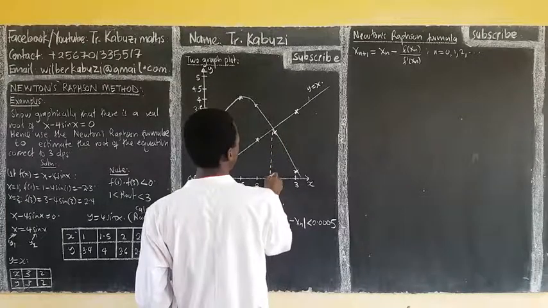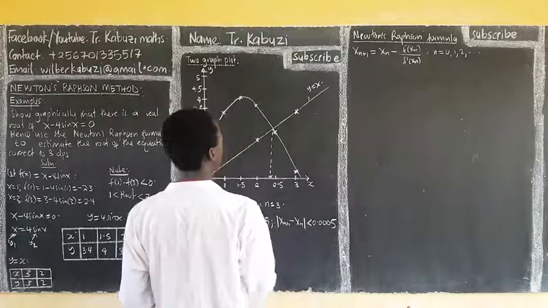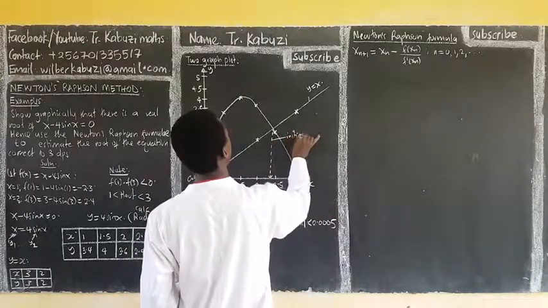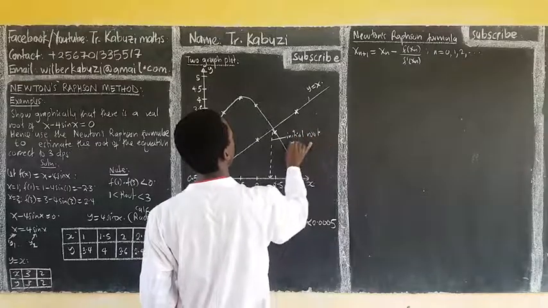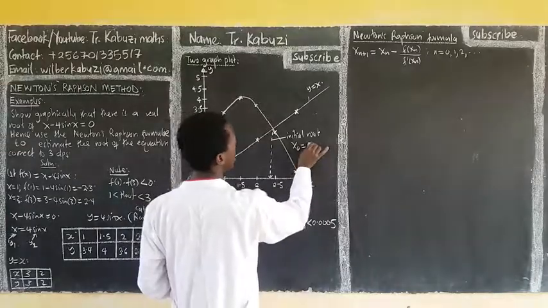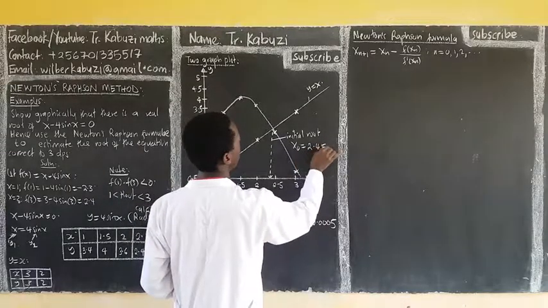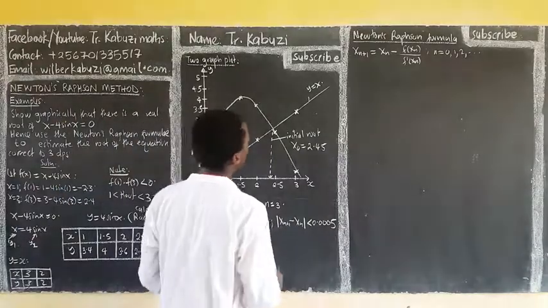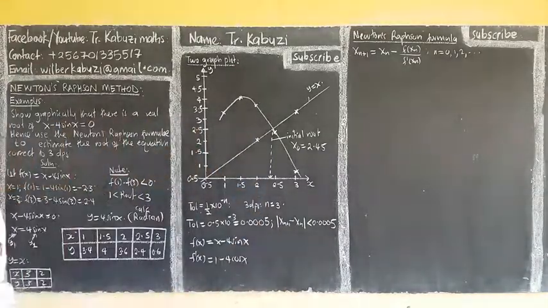So this is our initial root, x naught. It's going to be approximately 2.45. We are approximating because it's an initial root that we are estimating.